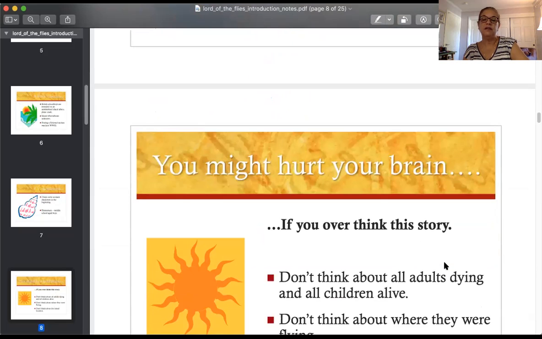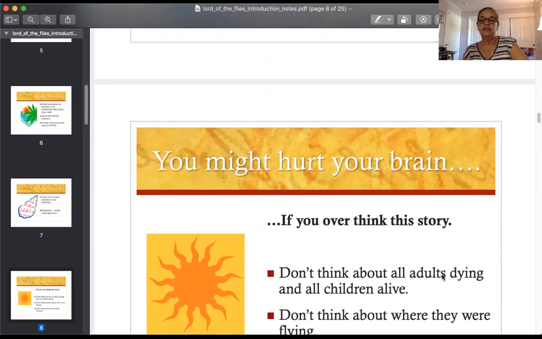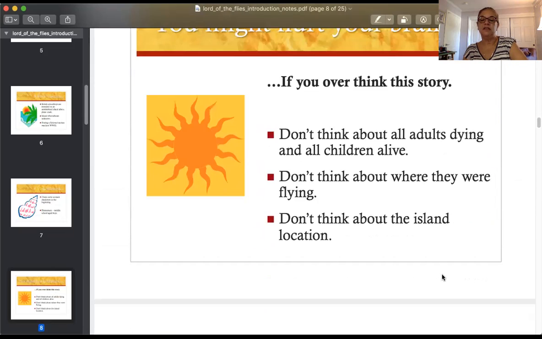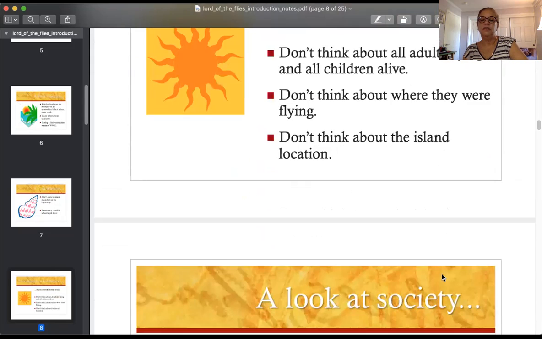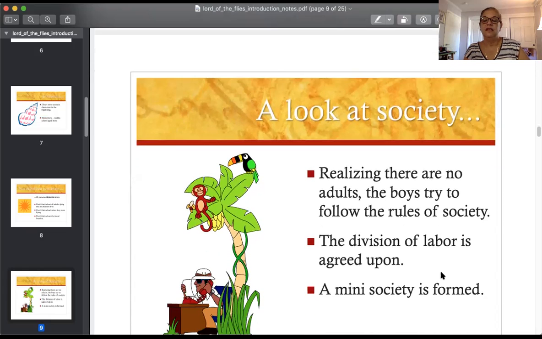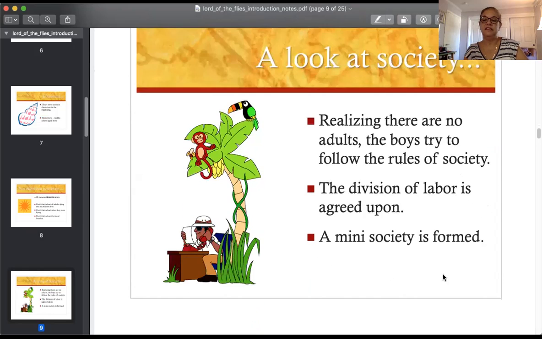So don't think about all the adults dying and all children alive. Don't think about where they're flying. Don't think about the island location. You want to make sure that you're looking at, there are no adults. So these boys are trying to follow the rules of society. Their division of labor is agreed upon, and they form this mini society.